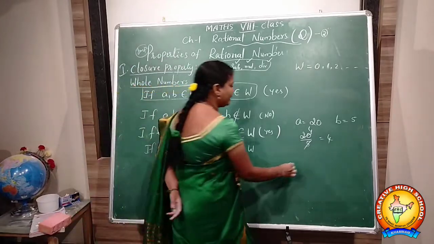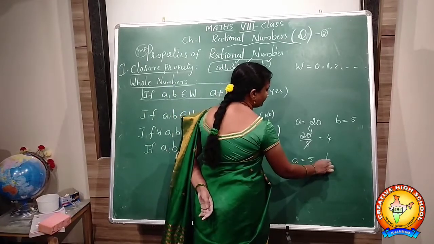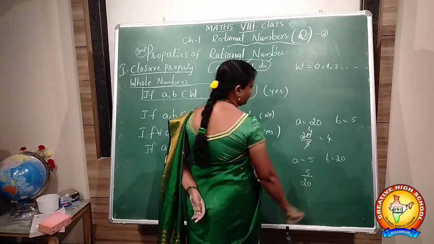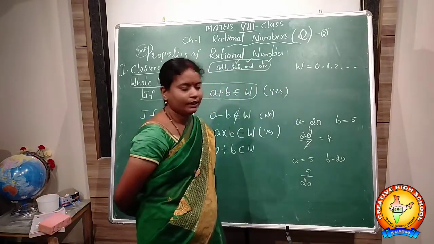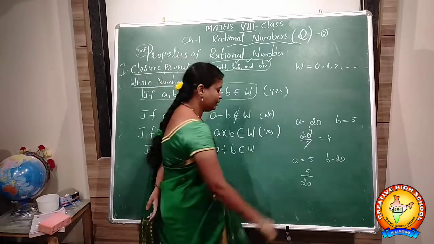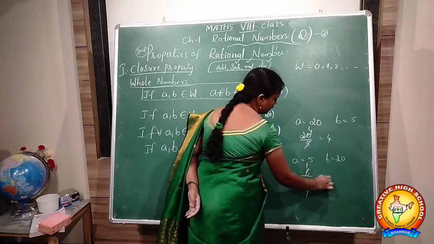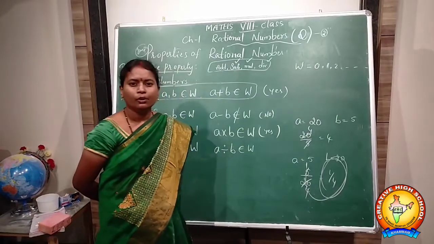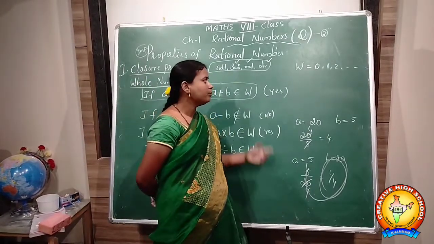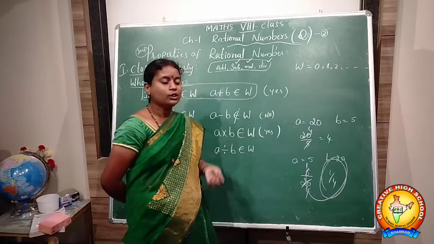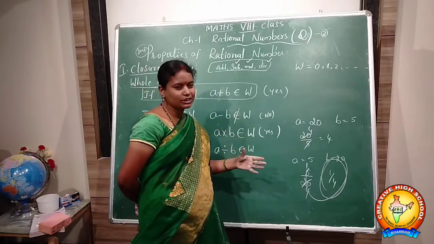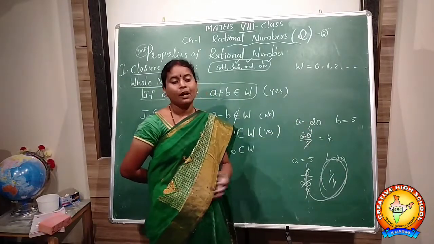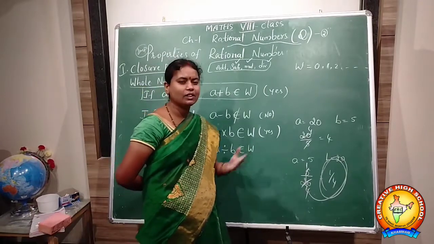But when we take 5 in the place of A and 20 in the place of B, then we divide A divided by B, so 5 divided by 20. 5 ones are 5, 5 fours are 20, so we get 1 by 4. Does 1 by 4 belong to the set of whole numbers? No, 1 by 4 does not belong to the set of whole numbers. So only in some situations it is satisfied. When A is greater than B, it is satisfied. But when B is greater than A, it is not satisfied.